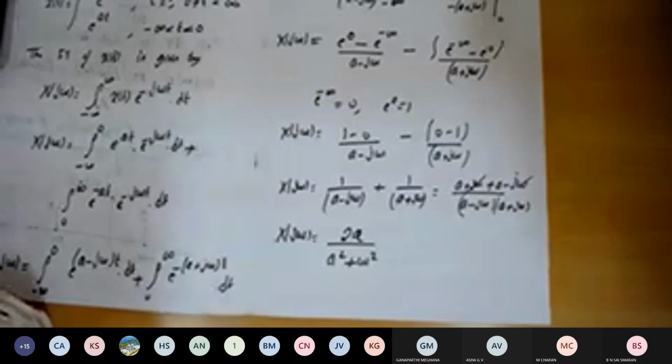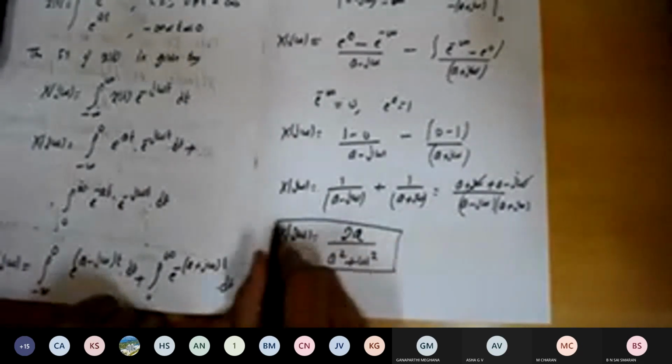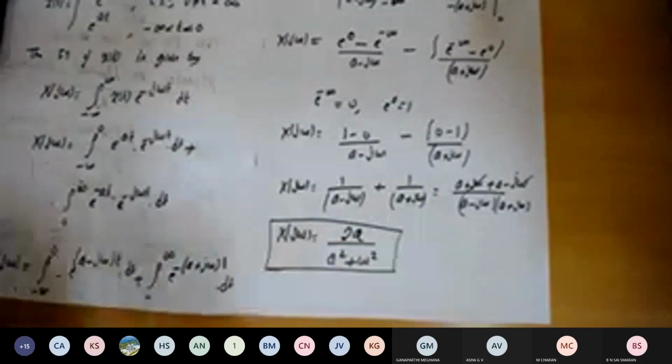So this is the Fourier transform of the signal e to the power of minus a into t. This is very important in the exam. Many times this problem has been asked in the exam.